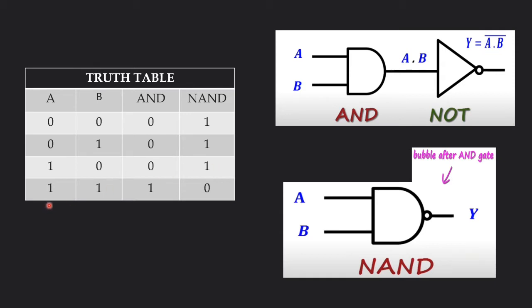Again the next possibility, A is equal to 1 and B is equal to 1. The output of AND gate is equal to 1 and the output of the NOT gate is equal to 0, and that output becomes the NAND gate output.